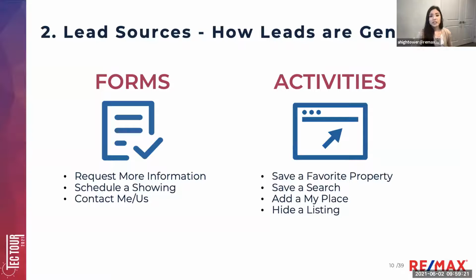So when a lead gets generated from one of these sources that I just mentioned in the last slide, the reason is because they performed one of these activities. So they could have filled out a form requesting more information, scheduling a showing, or requesting that you contact them. Or they could have completed an activity such as saving a favorite property, saving a search, adding a My Place, or hiding a listing.